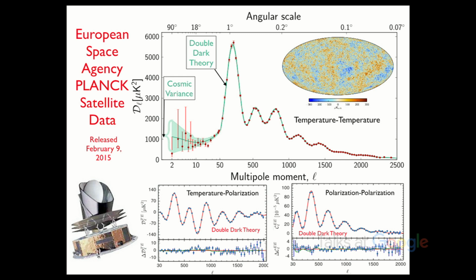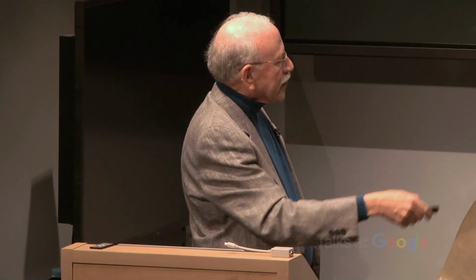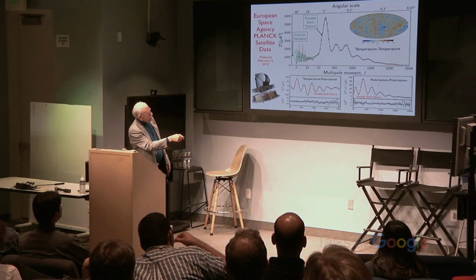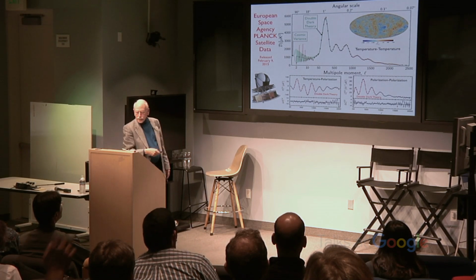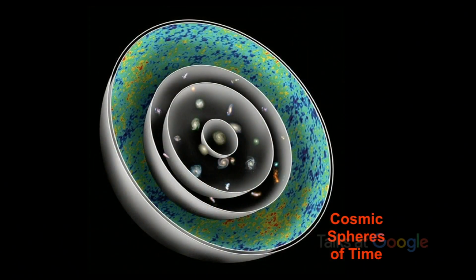For example, the green curve is the predicted distribution of fluctuations in temperature in the cosmic background radiation. This is the map of the whole sky as seen by the Planck satellite, our latest instrument for this. And every one of these little red points is an independent measurement. And the agreement is absolutely spectacular. And this is the temperature polarization data, the polarization data. And also, for the large-scale distribution of the galaxies, it's a similar story.